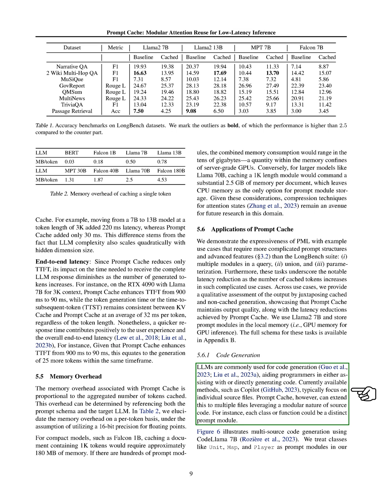Language models are often used to generate code, helping programmers either by assisting with or directly creating code. Current methods, like Copilot, usually focus on individual source files. But with prompt cache, we can extend this to multiple files by taking advantage of the modular nature of source code. For example, each class or function could be a separate prompt module.